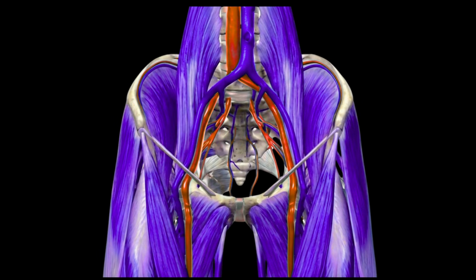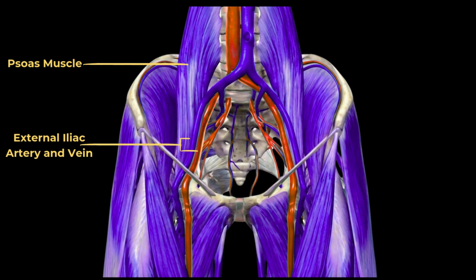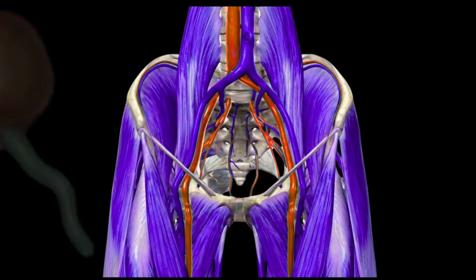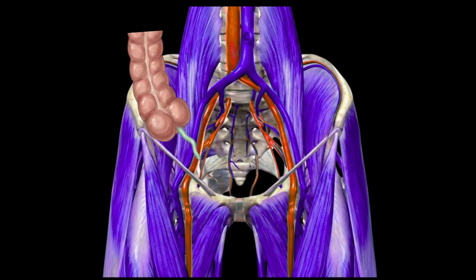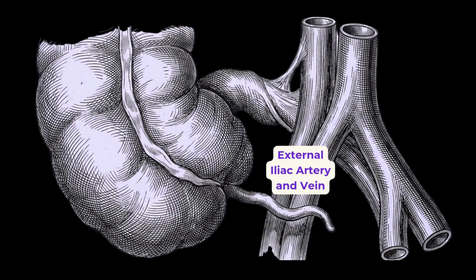The psoas muscle and the iliac vessels are considered the standard landmark for finding the appendix on ultrasound. The psoas muscle and the external iliac vessels form the posterior boundary, or the floor, of the right iliac fossa. The appendix usually lies anterior to these structures. This means it sits on top of the psoas muscle and the iliac vessels.